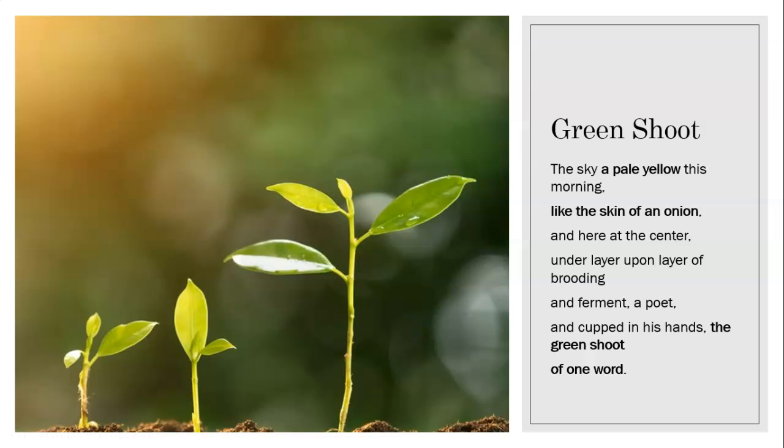Before we get started, I want to show you a poem. This poem is called Green Shoot, and it says, "The sky a pale yellow this morning, like the skin of an onion. And here at the center, under layer upon layer of brooding and ferment, a poet, and cupped in his hands the green shoot of one word." A green shoot is like what you see on the screen. It's a plant that is growing. So it's describing the poet as holding a green shoot, a baby plant that's starting to grow in his hands. But the green shoot is one word of his poem.